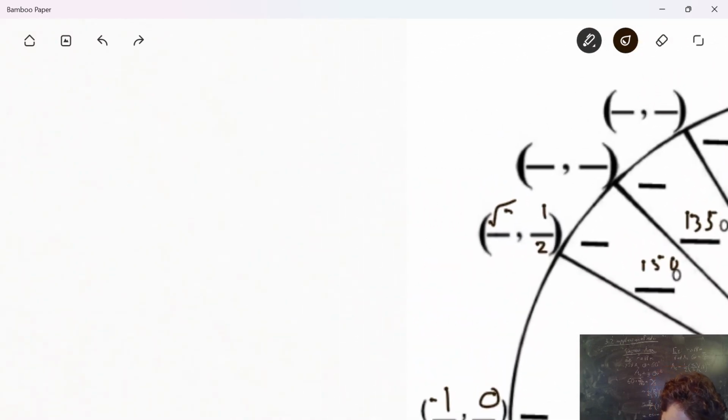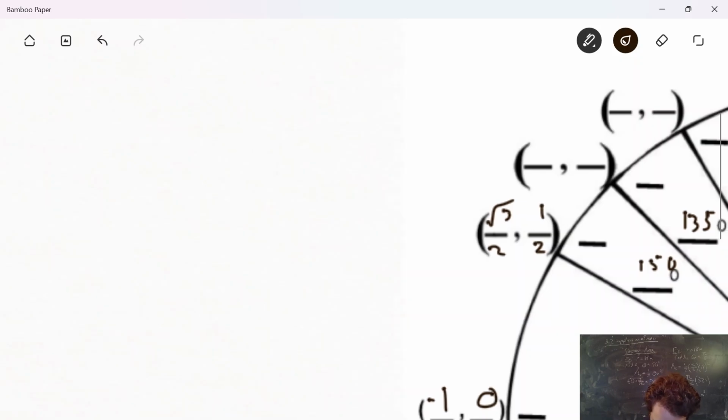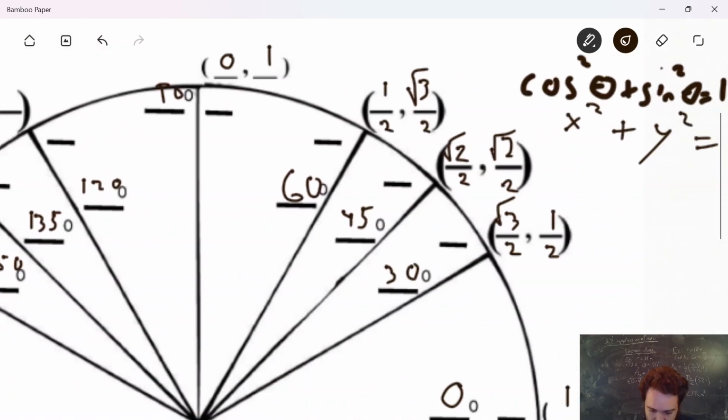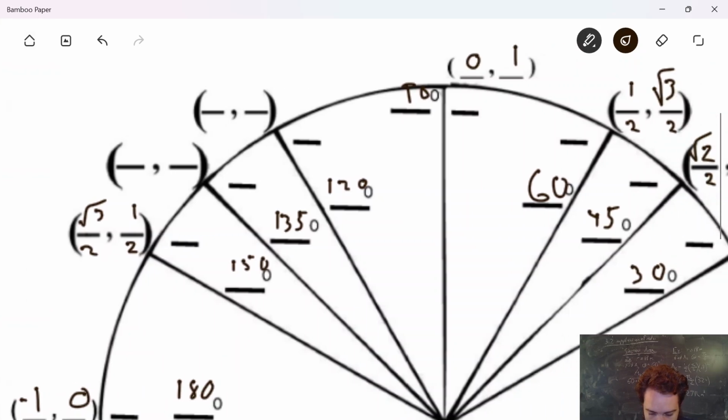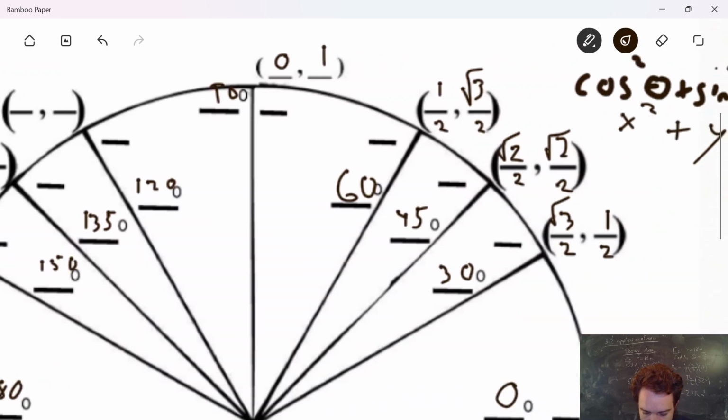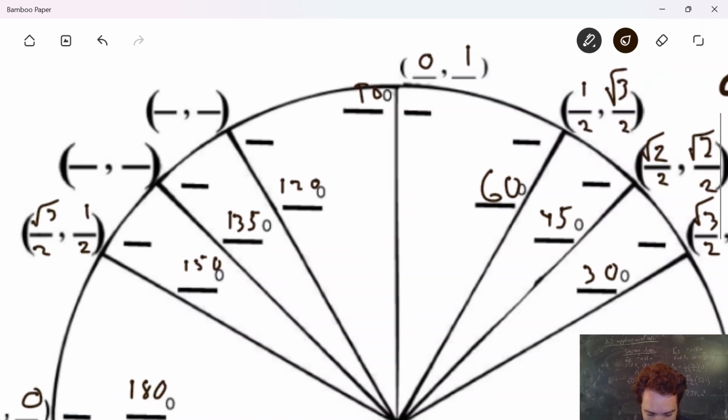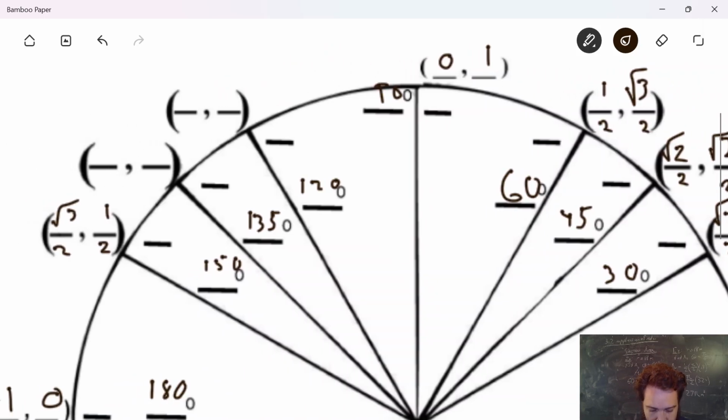Square root 3 over 2. And from here, you can just copy over the other values. Square root 2 over 2 will go to 135. 1 over 2 comma square root 3 over 2 will be the 120 value. And then we can do the same thing for the bottom side.